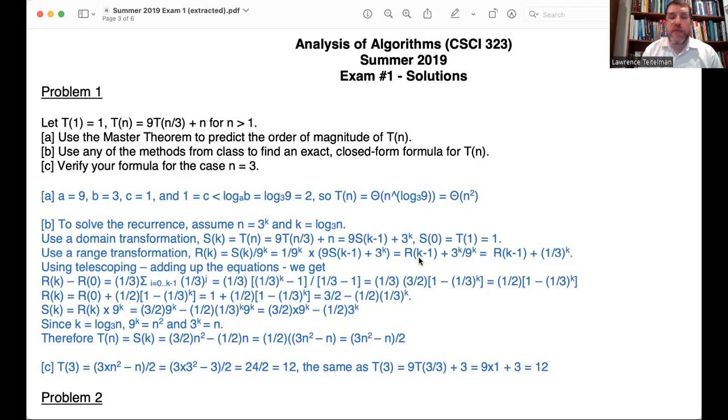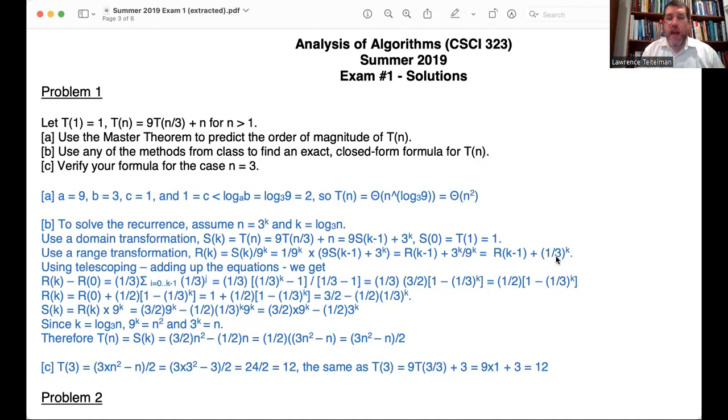And I also have 3 to the k over 9 to the k. Everyone see where that came from? Can you point to that? So I had the 1 over 9 to the k on the left, and I multiply that by 3 to the k. I get 3 to the k over 9 to the k, which is the same as 1/3 to the k.